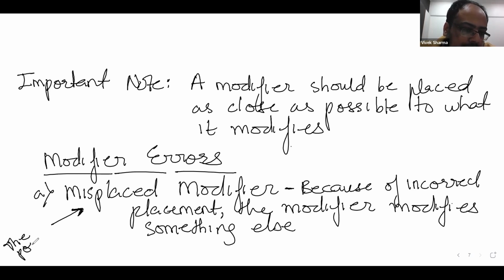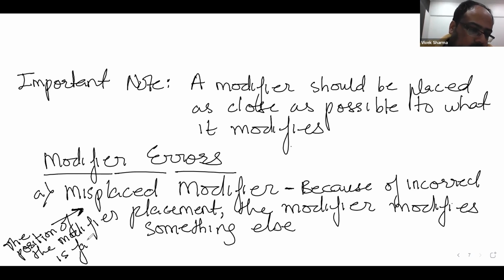the position of the modifier is faulty. That is the concept of a misplaced modifier. Because of incorrect placement, the modifier modifies something else. So the position of the modifier is faulty. That's why it is known as a misplaced modifier. I'll give a very, very simple example.